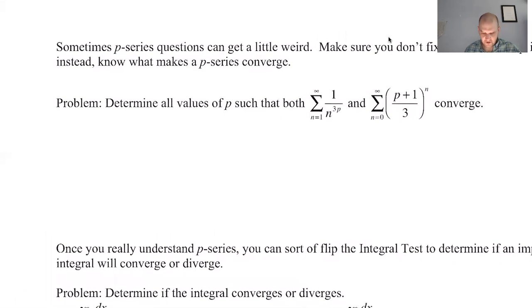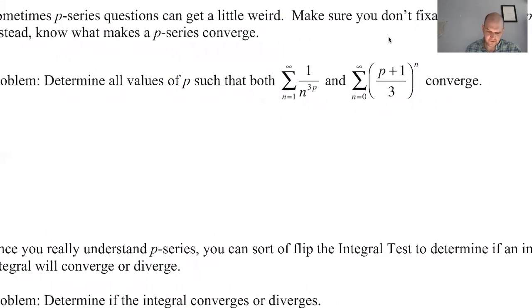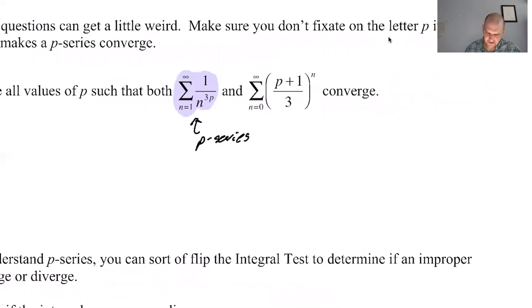So let's see, determine all values of p such that we have this thing, the sum from 1 to infinity of 1 over n to the 3p. So that's a p-series, but a weird p-series because it's a 3p series, but that's okay. That's not going to be an issue. So this is a p-series. And then we have the quantity (p plus 1) over 3 raised to the n. Because it's raised to the n, this is geometric.